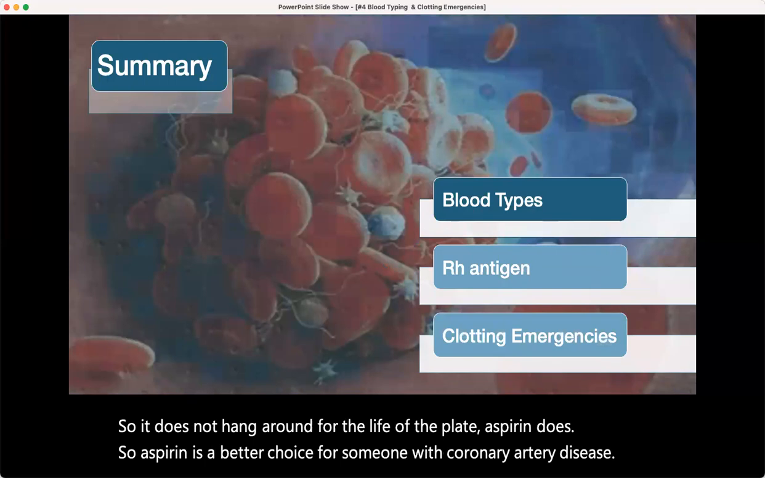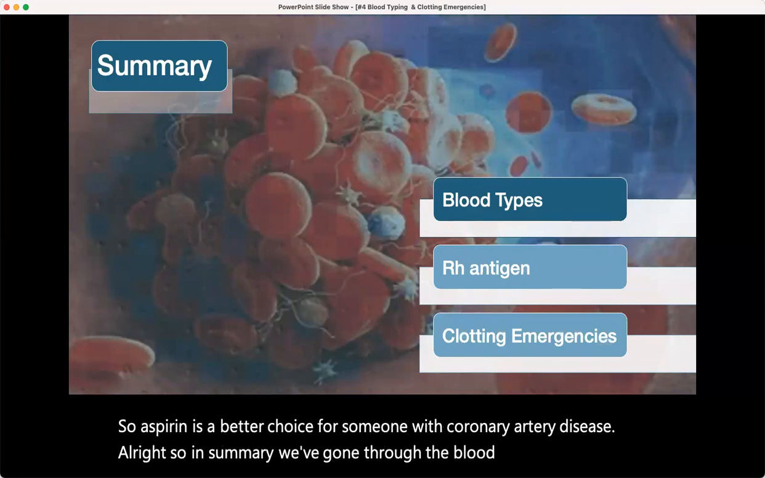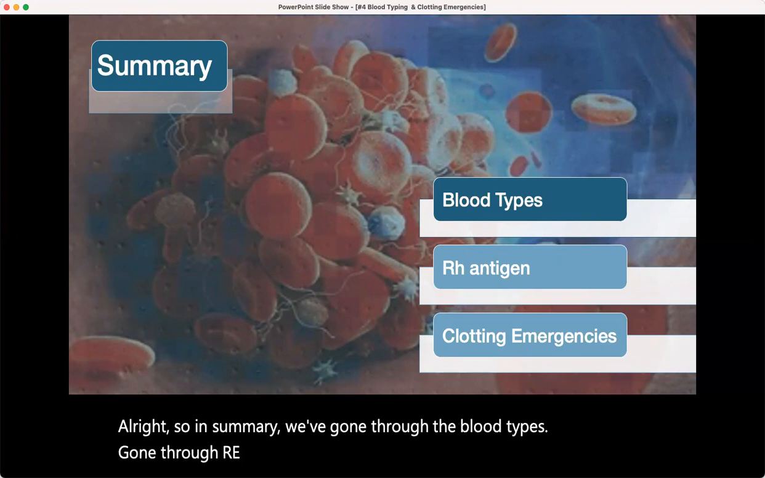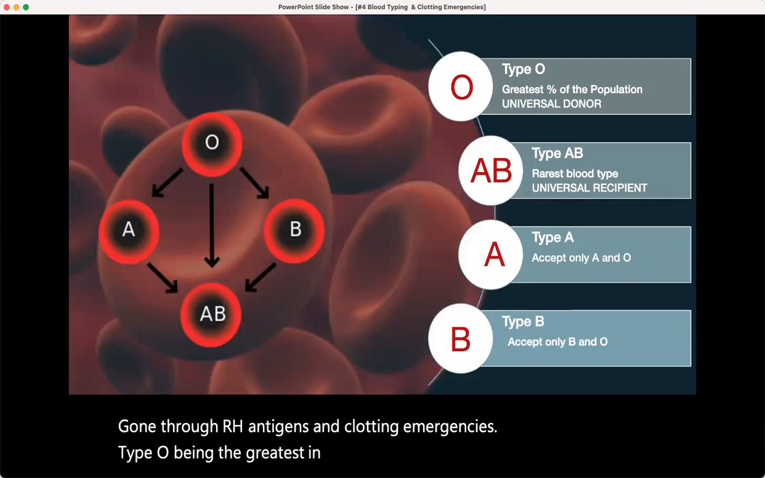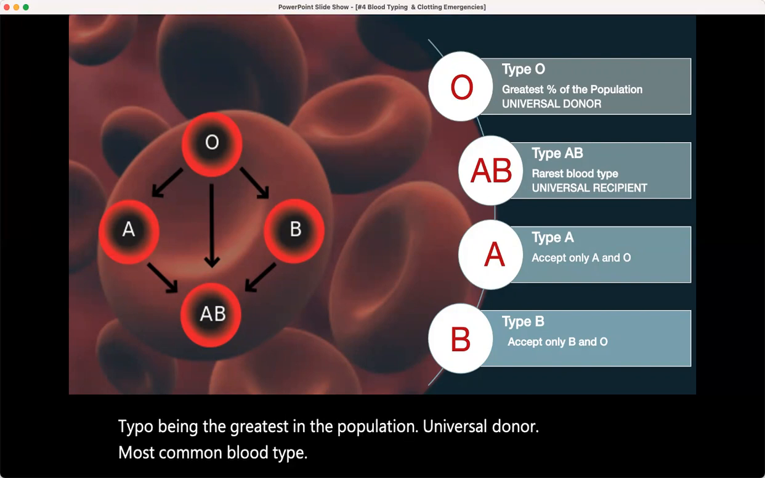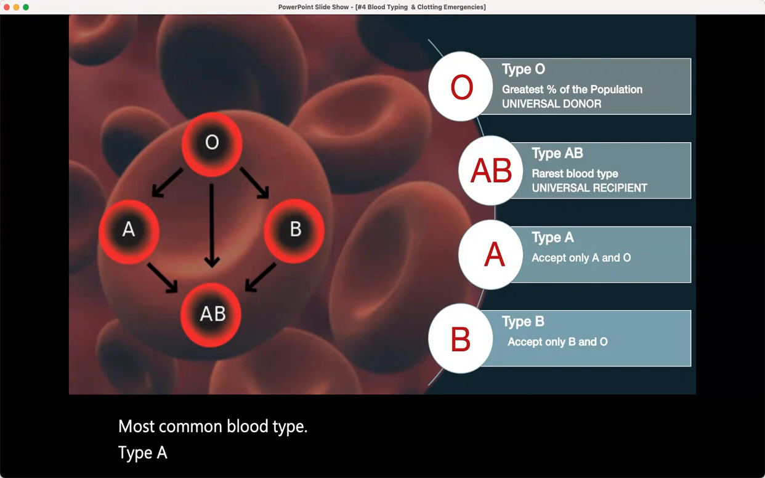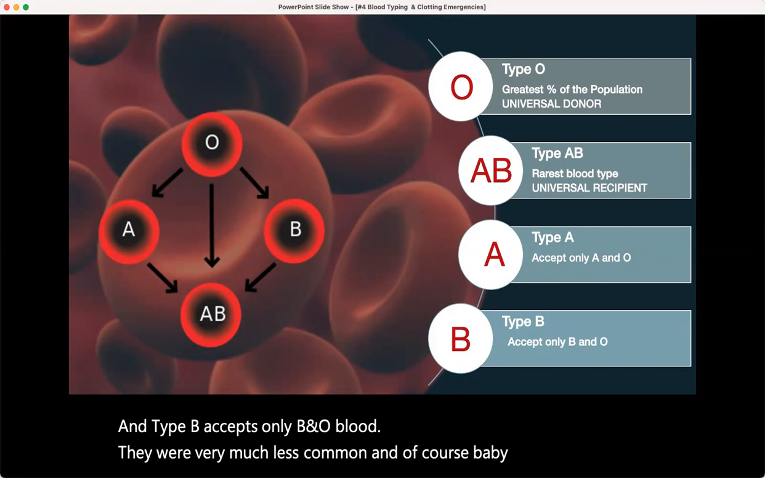All right, so in summary, we've gone through the blood types, gone through Rh antigens and clotting emergencies. Type O being the greatest in the population, universal donor, most common blood type. Type AB, they're universal recipients. Type A will accept only A or O, and type B accepts only B and O blood. They're very much less common. And of course, AB is the rarest.